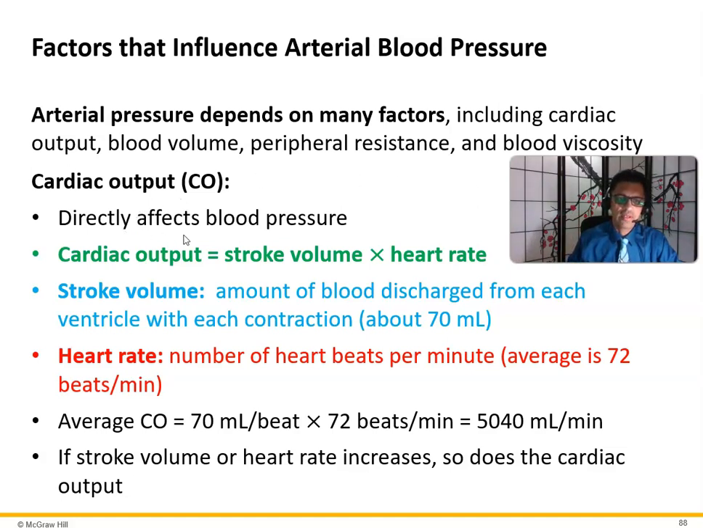So cardiac output directly affects blood pressure. Now, cardiac output is stroke volume times heart rate. Stroke volume is the amount of blood discharged from each ventricle with each contraction. That's about 70 milliliters. The heart rate, number of heartbeats per minute, averages 72. So the average cardiac output, this is important for you to know, is 70 milliliters per beat times 72 beats per minute equals 5,040 milliliters per minute. So if stroke volume or heart rate increases, so does the cardiac output. Okay, and that's how we identify cardiac output as stroke volume times heart rate.